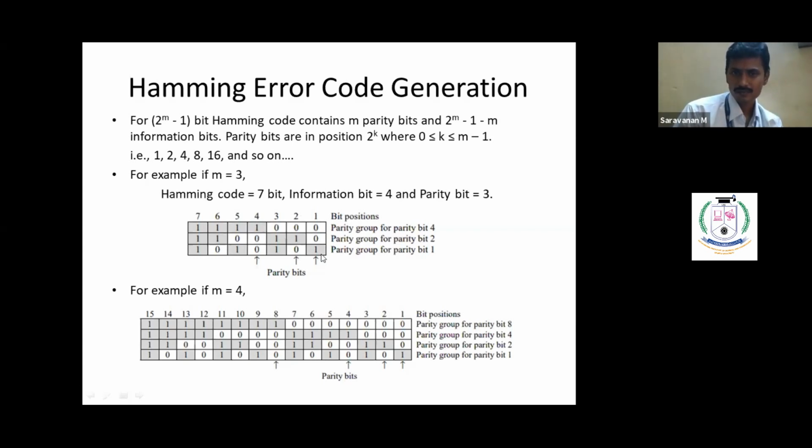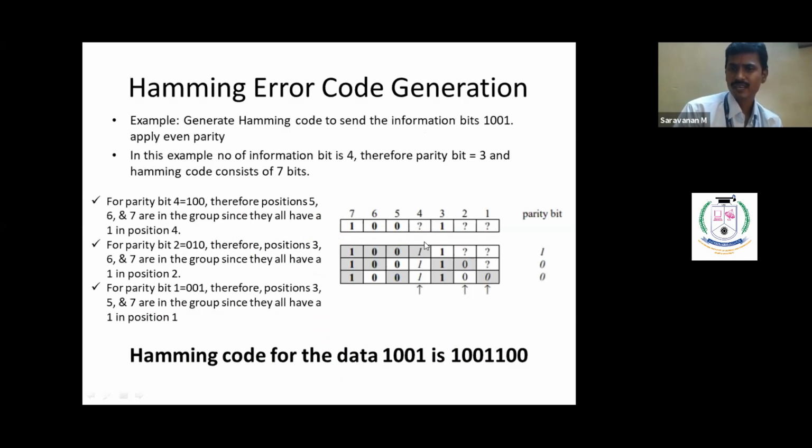I think we can explain this clearly. So this is the binary number, 1001. We have to find out the value of the fourth position, second position, and first position. To find this, the binary representation of 4 is 100, that is, the third bit is going to be 1. So to calculate this, we have to take the binary values of positions 5, 6, and 7.